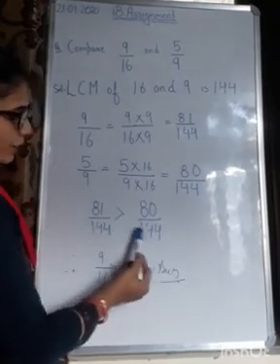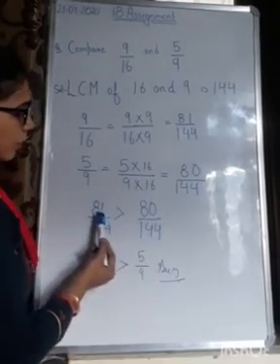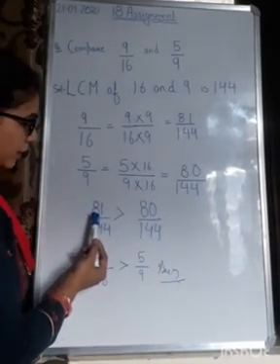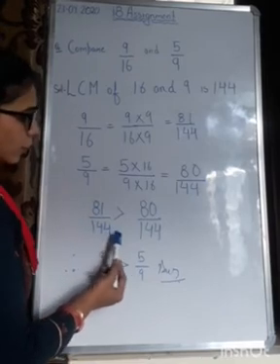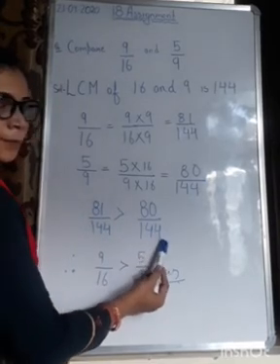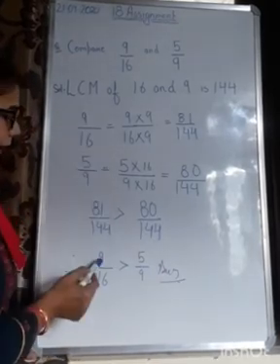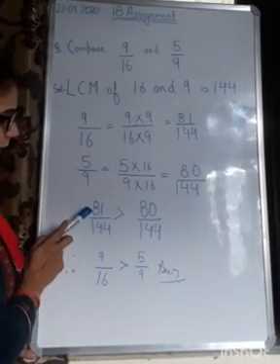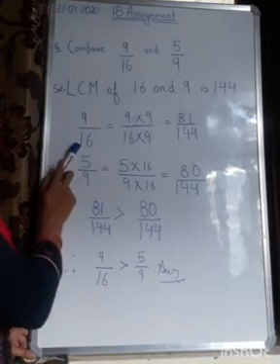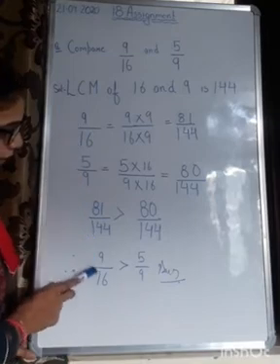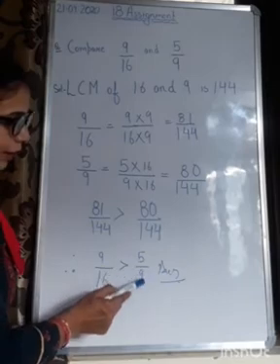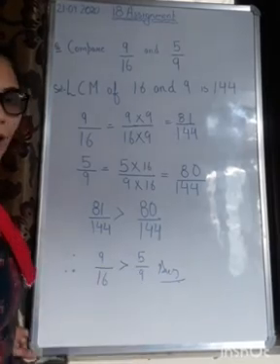So it is very easy to compare these two. The one with the greater numerator is greater. So 81 upon 144 is greater than 80 upon 144. Therefore you will write 9 by 16. Why 9 by 16? Because I am getting this 81 upon 144 from 9 by 16 only. So I have written 9 by 16 is greater than 5 by 9, and this will be your answer.